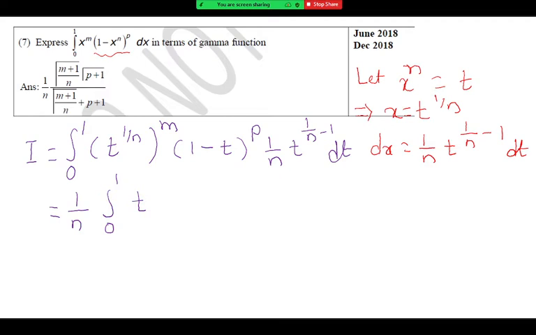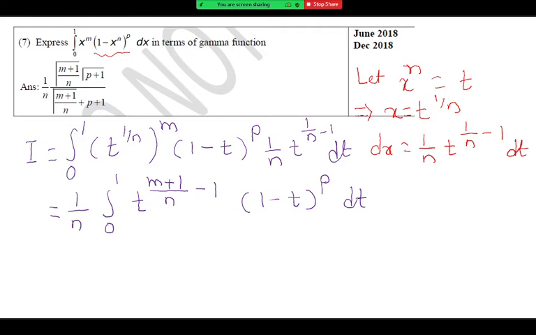One minus n plus m upon n. Correct. So this is m by n and this is 1 by n minus 1. So the complete power is m plus 1 upon n minus 1. I hope that is the simplified power of t there. Is that correct?